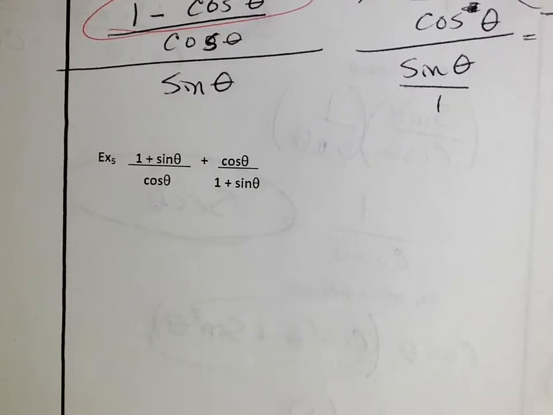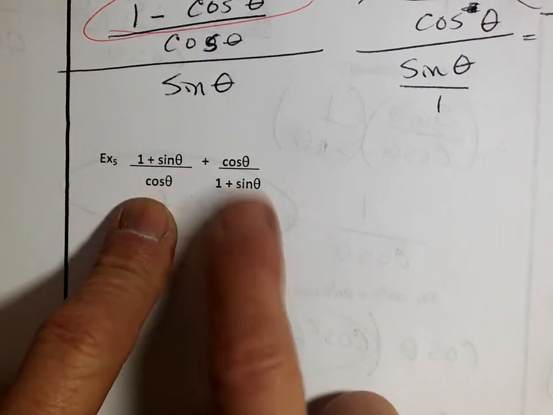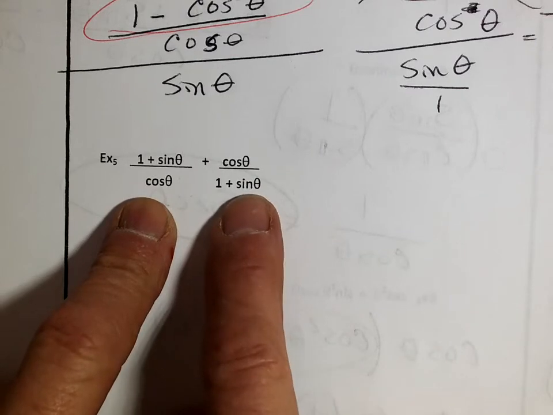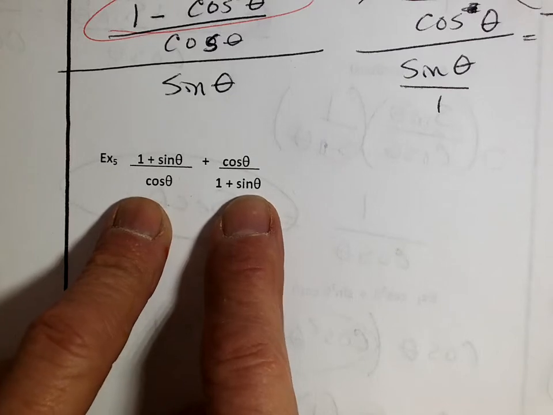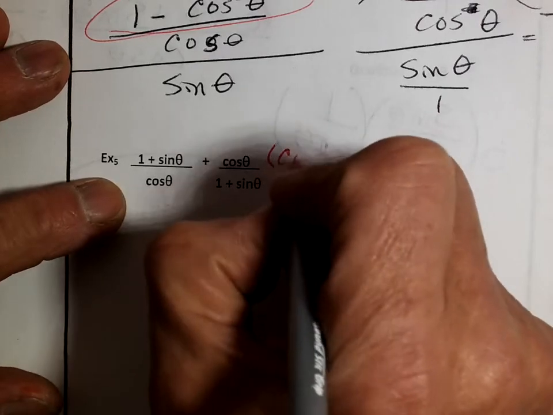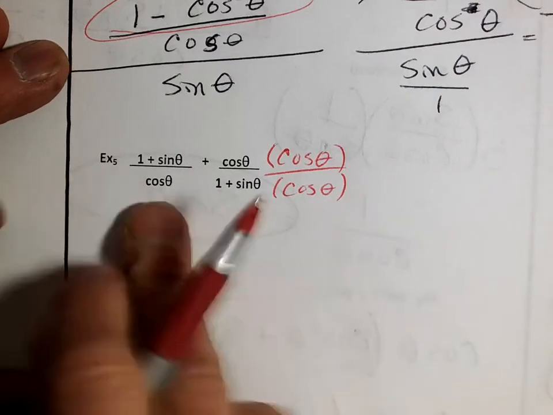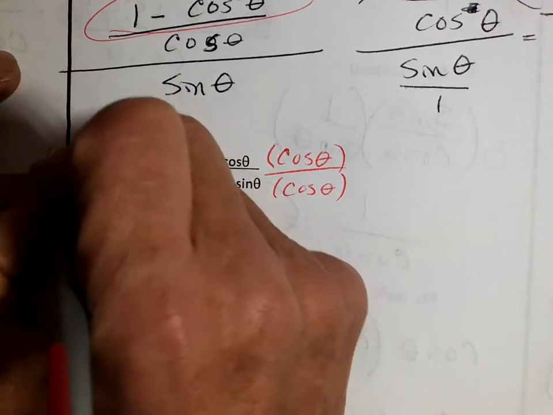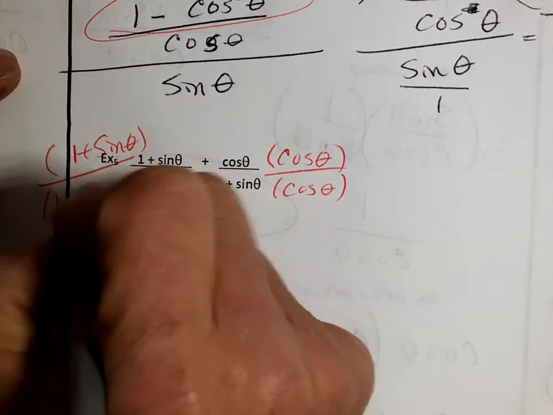Last one. I got a fraction. I need a common denominator. Here's how I do common denominators. What does this fraction need? A cosine. What does this fraction need? A 1 plus sine. To make a common denominator, you have to make them the same. So I'll multiply this fraction by cosine over cosine, and I'll multiply this fraction by 1 plus sine over 1 plus sine.